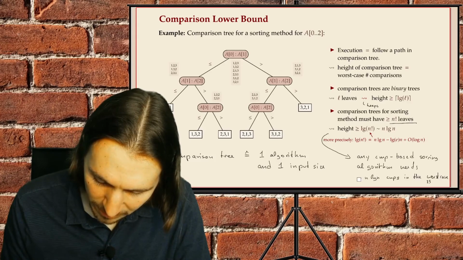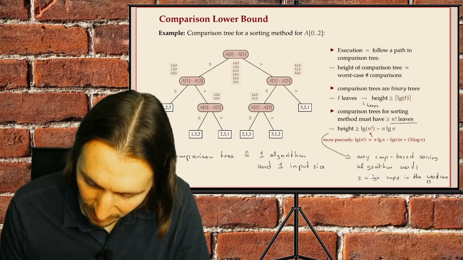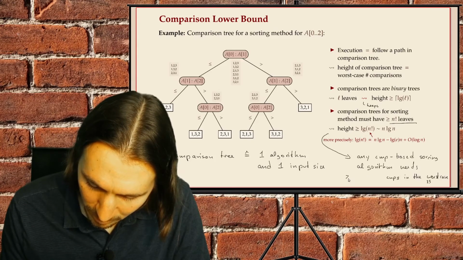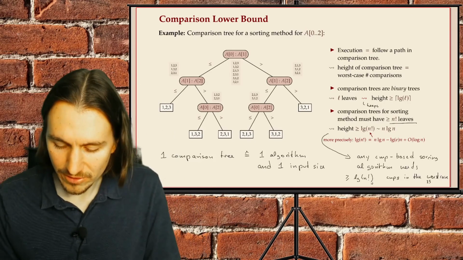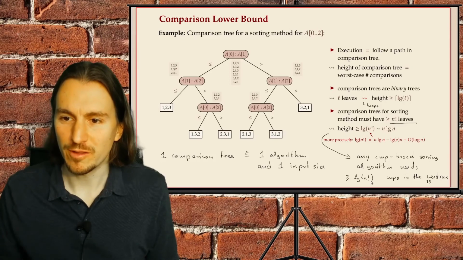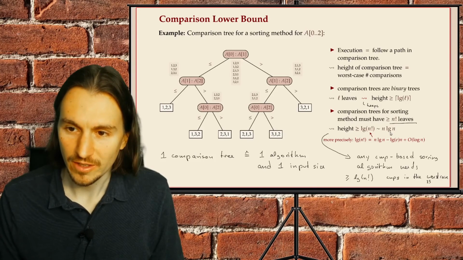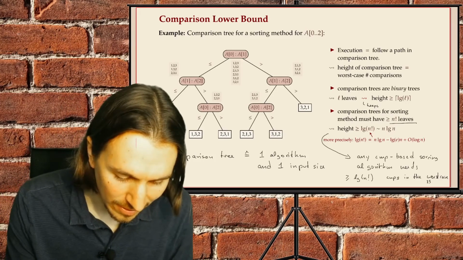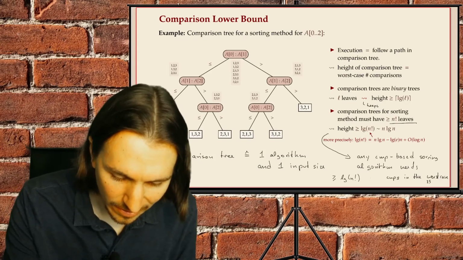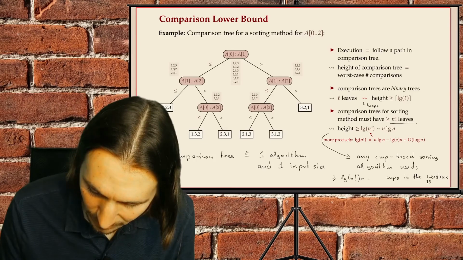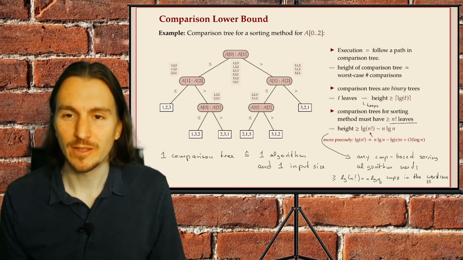And well, here we don't have a notation for greater equal, but let me be more precise. Let's write log n factorial here to make it easier. Any comparison-based sorting algorithm needs at least log n factorial comparisons in the worst case, and that is tilde n log n. So we could try to squeeze that in here to make it complete. That is the lower bound, the comparison-based lower bound for sorting.